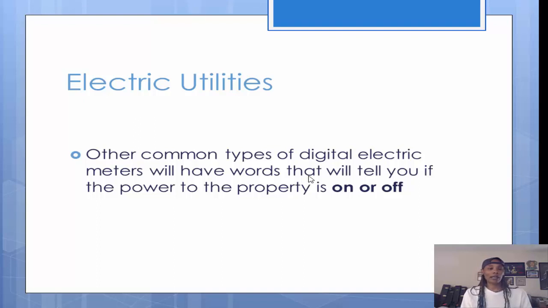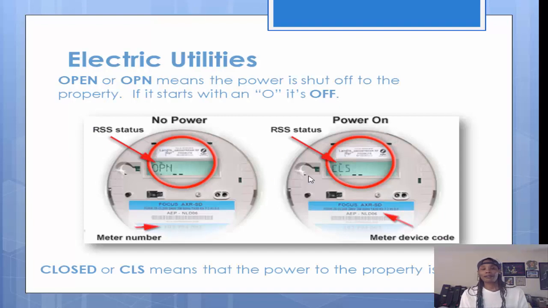So we're going to talk now about some other common types of digital electric meters that tell you if the power is on or off. Let's jump into some other electric type meters. All right, this meter right here is either open or closed. Okay, so you'll see these meters. As you can see in the diagram here, the meter to the left says it's open. Well, that means the power is shut off to the property.